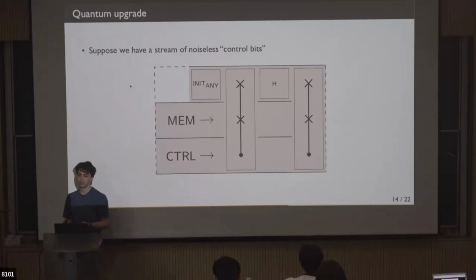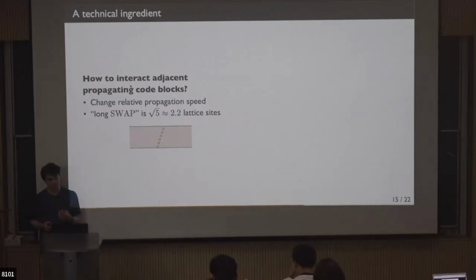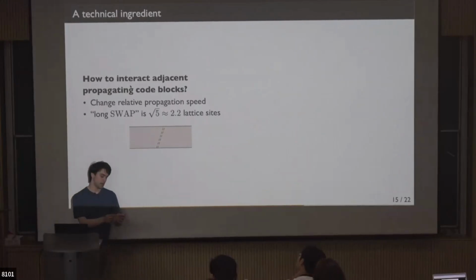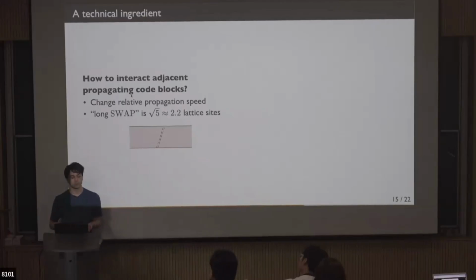So you can imagine how this already is enough to get you some amount of control over this memory tape. There's actually a technical ingredient, which is that if we have this tape, which is a long string of propagating code blocks, we need to make code blocks that pass by a particular point on the chip at different times couple in some way. And the way to do it is we need to change their propagation speed. This is a bit of technical detail, so if you like, you can just ignore it.